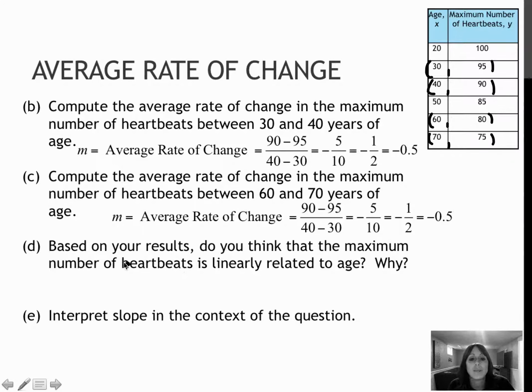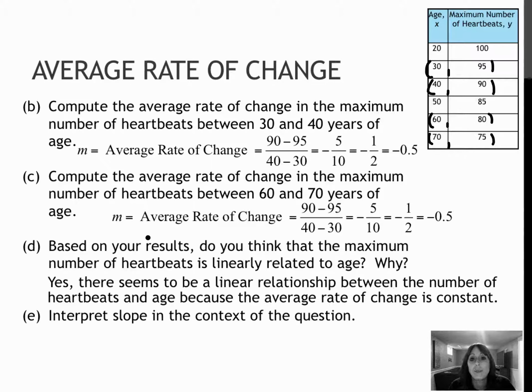So now the question says, based on your results, so based on our visual results in the graph, based on the fact that we found the average rate of change between two different intervals, do we think that the maximum number of heartbeats is linearly related to age? Meaning, does it make a nice straight line and why? So I would say yes, because the average rate of change appears to be constant. So it seems like for every additional 10 years, the maximum number of heartbeats is decreasing by 5. So that's when we're using that interpretation of slope.